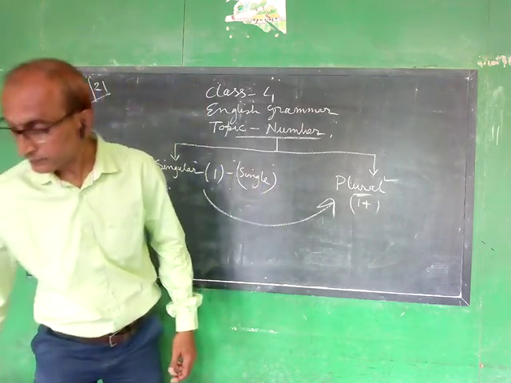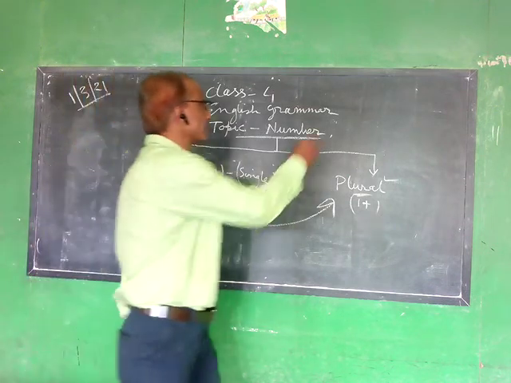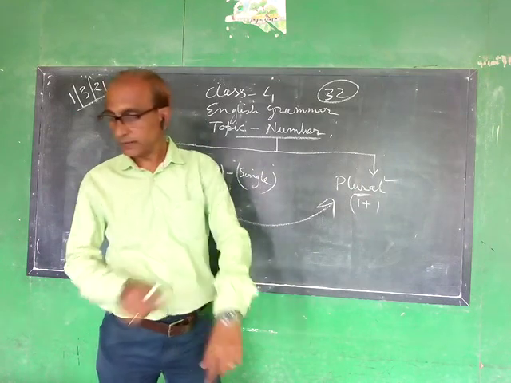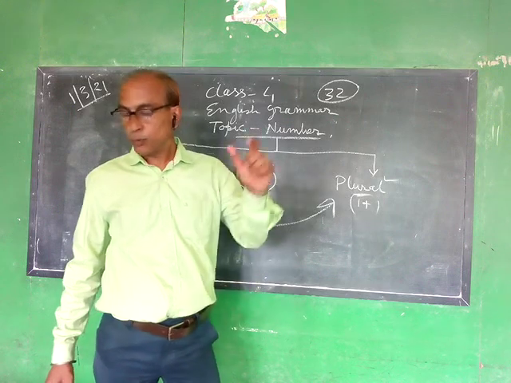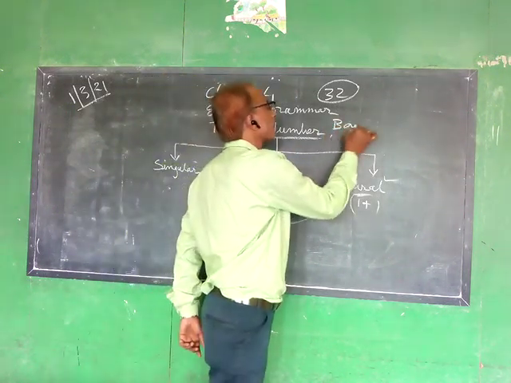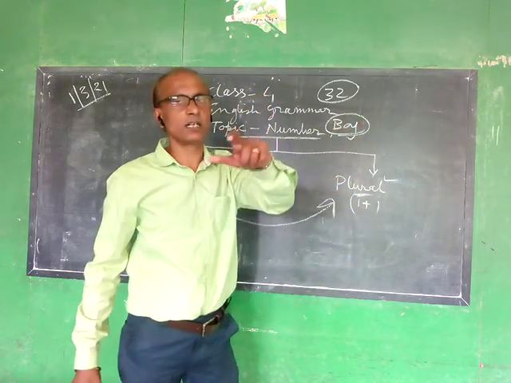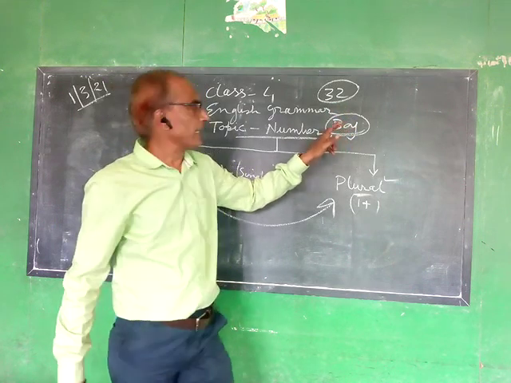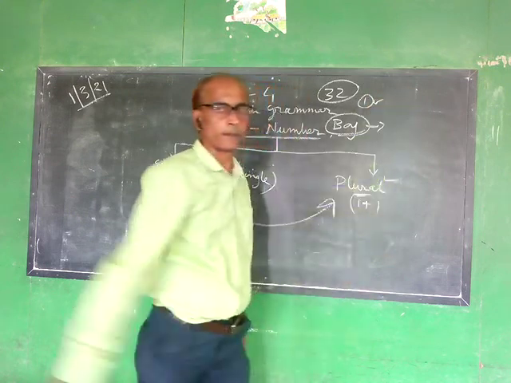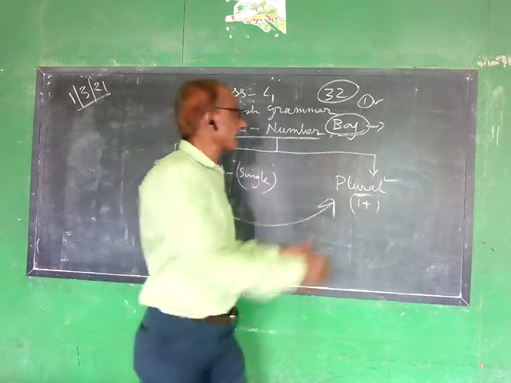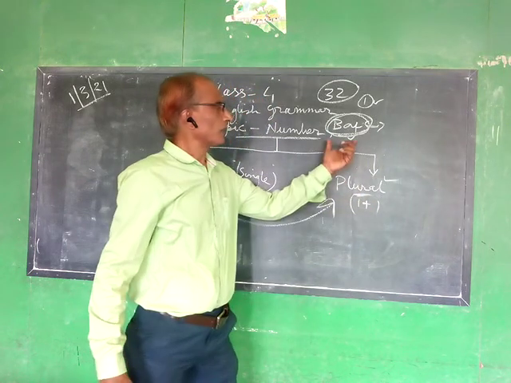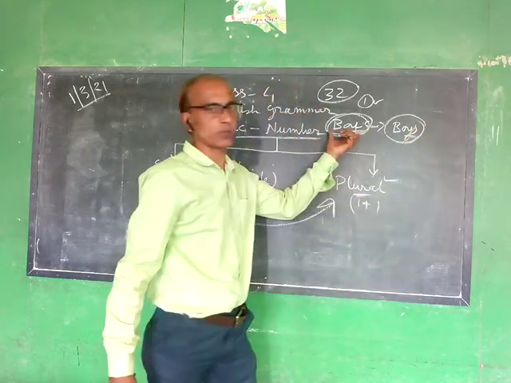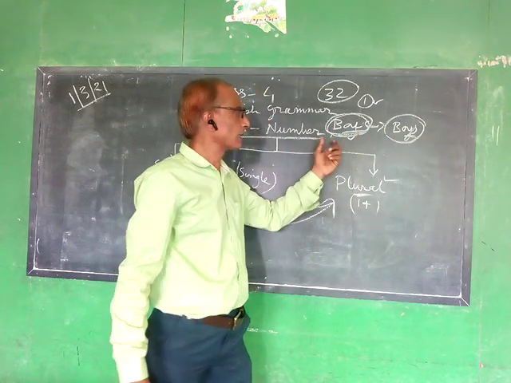Now let's see. Open your book. It is page number 32. Now let's see. The first rule says that the plurals of noun, boy. Which part of speech is boy? Boy is noun. Girl, noun. So, how to convert it? The plural of this noun is formed by adding s. Just add s to the base word, it becomes girls.